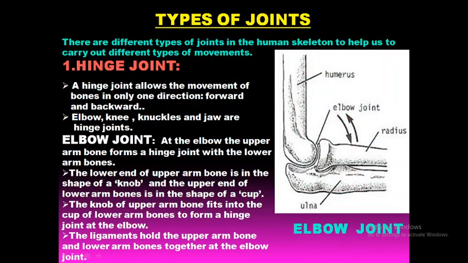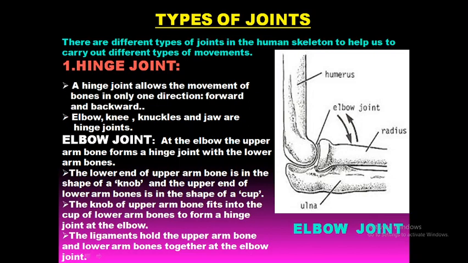Now, there are generally four types of joints you will learn in this class, amongst which we will discuss two types in today's class, and in the next class we will discuss the rest. The first one is the hinge joint. That is the joint which allows the movement of the bones in only one direction.